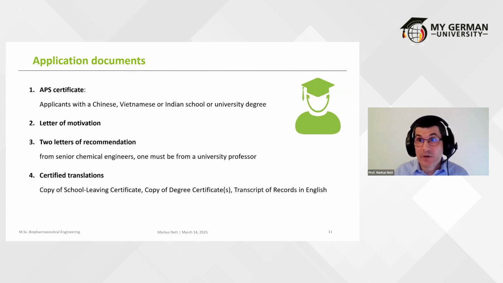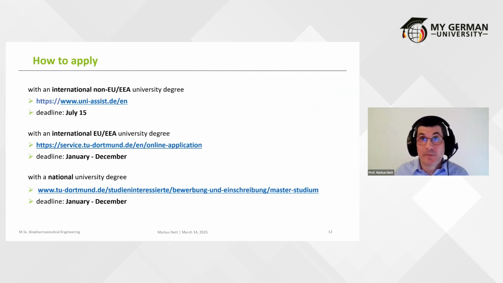We request all our applicants to send us a letter of motivation in which you state why you're interested in joining our master's program in biopharmaceutical engineering. Your application documents should be accompanied by 2 letters of recommendation, one of which must be provided by a university professor. And last but not least, we also ask you for some certified translations of your school and university diplomas or certificates.